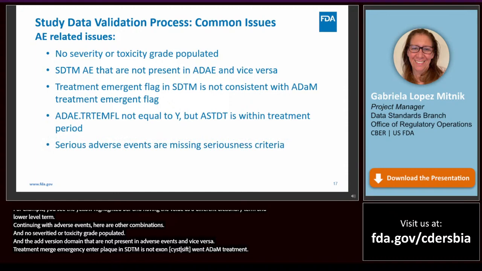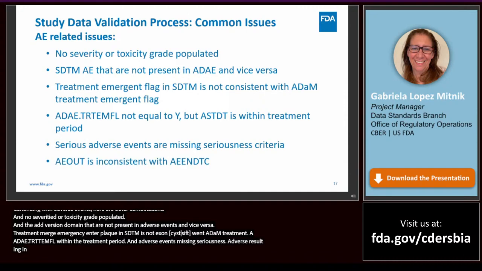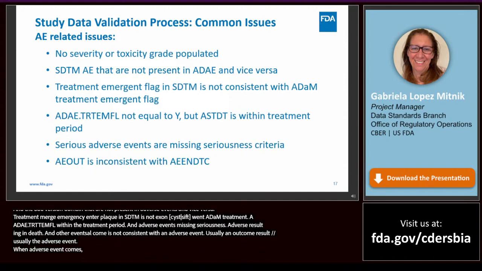Serious adverse events are missing seriousness criteria, such as: did the adverse event result in disability or permanent damage? Did the adverse event result in prolonged hospitalization? Did the adverse event result in death? Adverse event outcome is not consistent with adverse event end date. Usually, when an adverse event outcome is recovered or resolved, there should be an adverse event end date. When the adverse event is ongoing, meaning not recovered or not resolved, the adverse event end date should be missing.